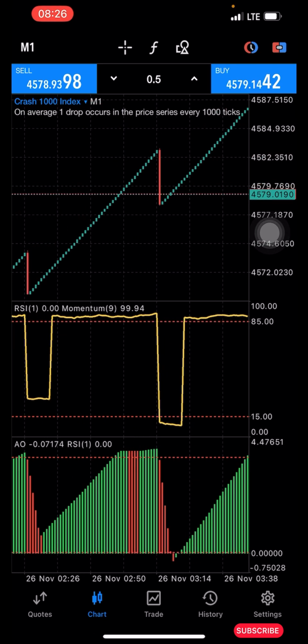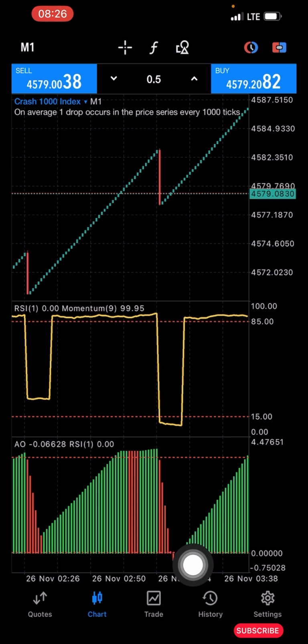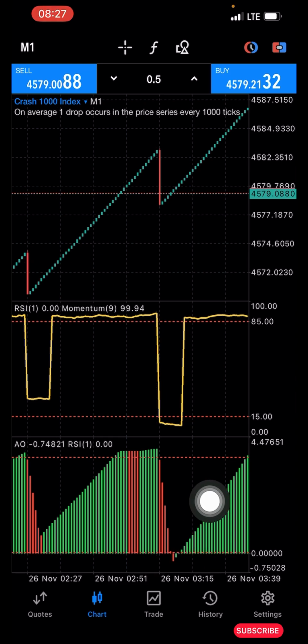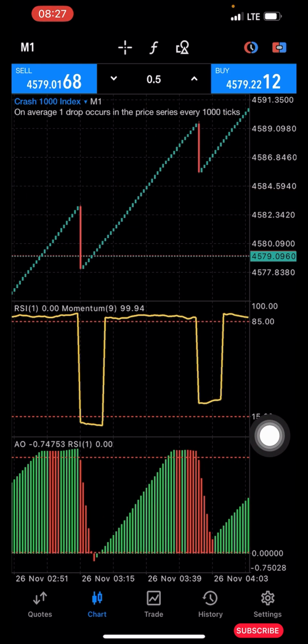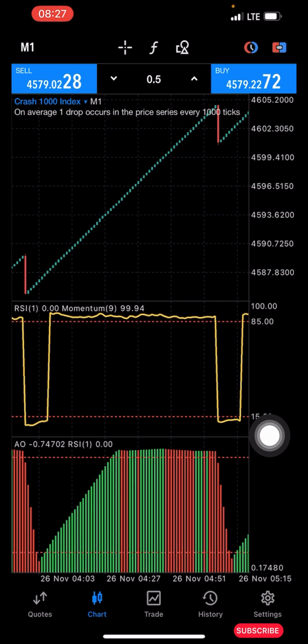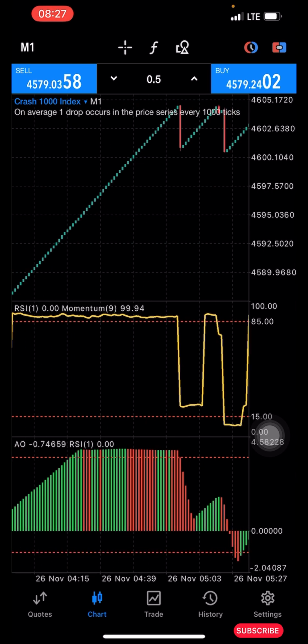Right, so you can see here again there was a spike. The momentum was showing that it is at the oversold level. So you take your entry from this place. Immediately you see that it has changed to green. You take your buy entry and then you hold for 5 candles. Right, so that's how you use the strategy.